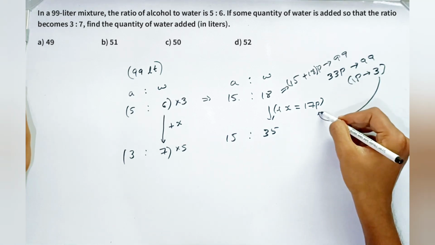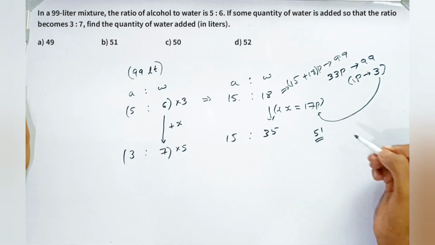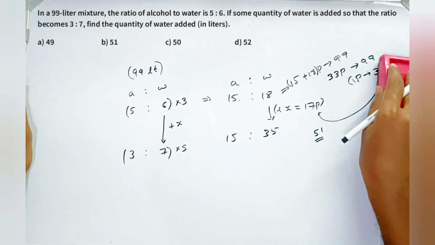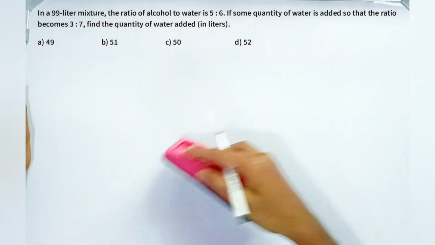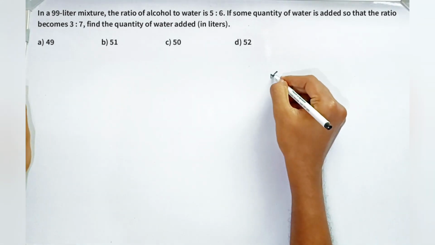And after substituting 1 part here, 17 is nothing but 51. So 51 is the correct answer. And this is method 1. Okay, and we can also do this same problem in method 2. Okay, so this is method 2.